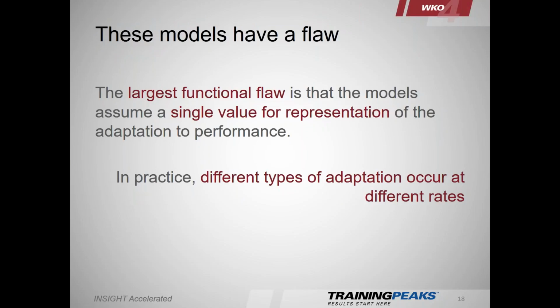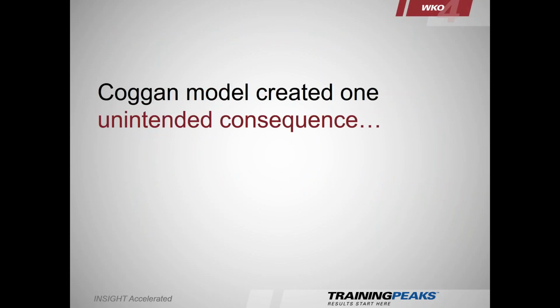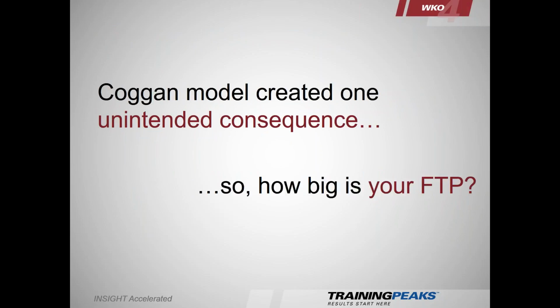These models have a flaw. The largest functional flaw is that all models assume a single value for representation of the adaptation to performance. So all the old models have that flaw. In practice, different types of adaptation occur at different rates. Coggan's model, when we started looking at it, we realized we could do something about that. One, unintended consequences. To be fair, it was intended. We just didn't know if we could do it when we started. And the unintended consequence was to get people to stop thinking about things in this way.